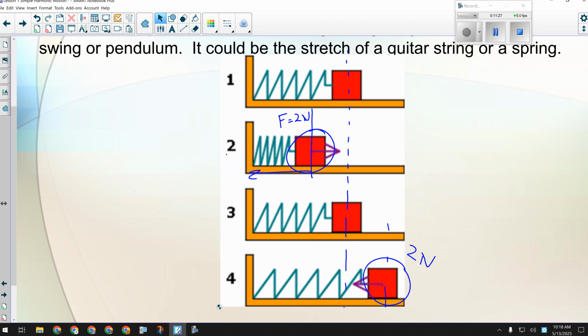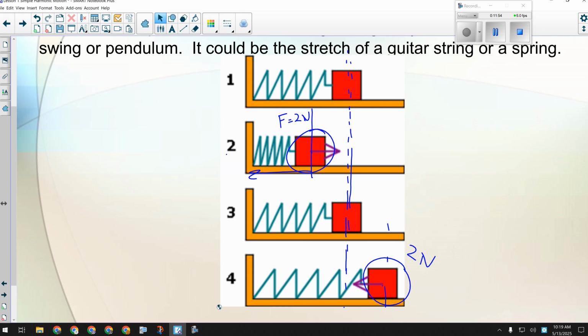The maximum speed of the object actually occurs at equilibrium because the object has been pushed or pulled all the way there. That force has been acting on it all the way towards equilibrium. So the object is moving fastest at equilibrium. Whether it's a pendulum or a mass on a spring, that is true. Everybody with me there?